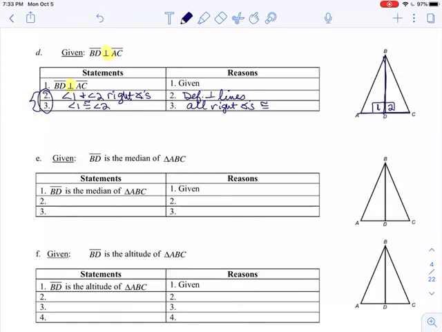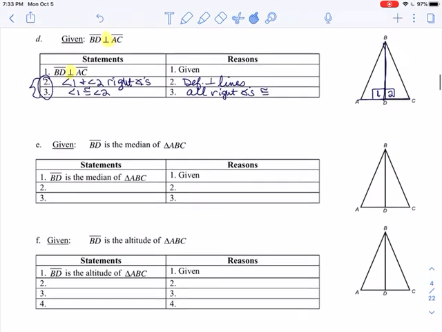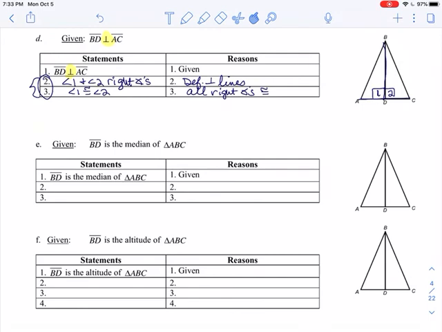All right, so whenever you have perpendicular lines, these 2 statements follow always. First you say they're right angles, then you say the right angles are congruent to each other. All right, next one now, E and F won't come up as much, but A, B, C, and D come up all the time.